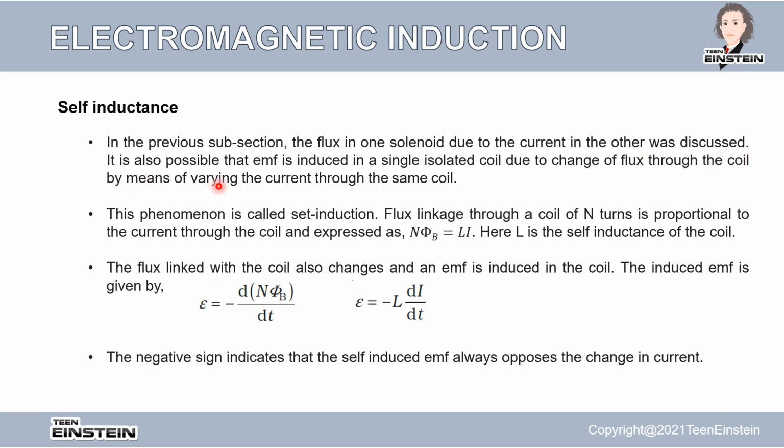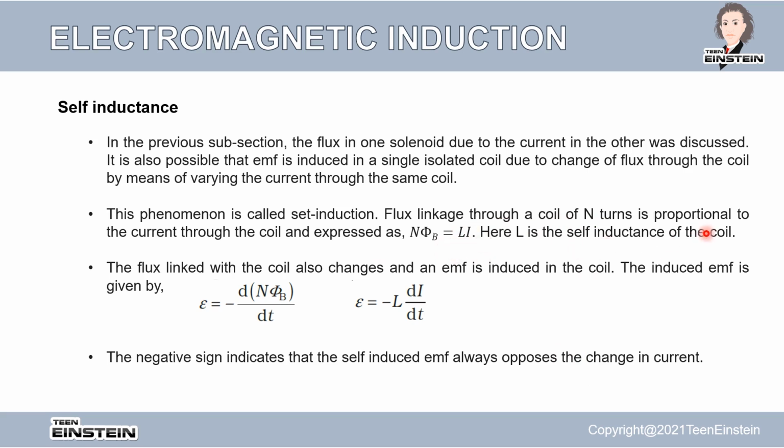In this, it is possible that EMF is produced in a single isolated coil due to change of flux through the coil by means of varying the current through the same coil. So this phenomenon is called self-induction. Flux linkage through a coil of N turns is proportional to the current through the coil and expressed as N phi B equal to L into I.